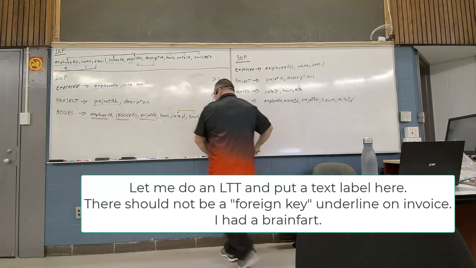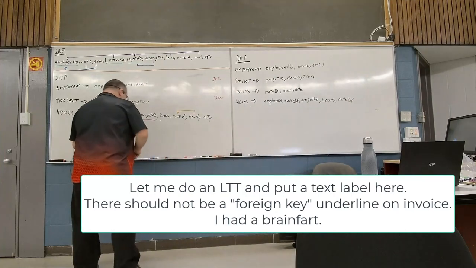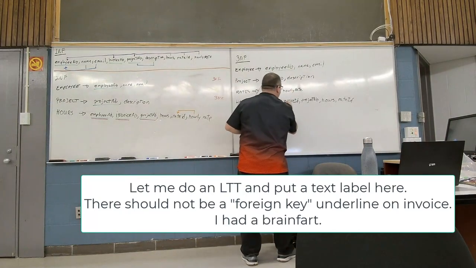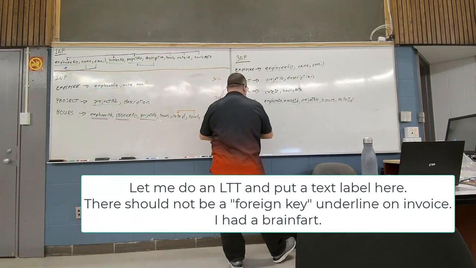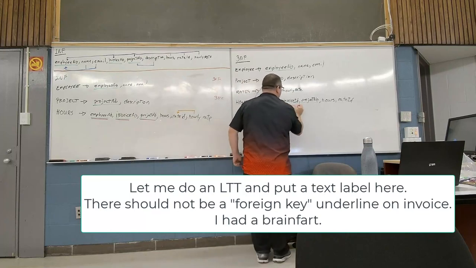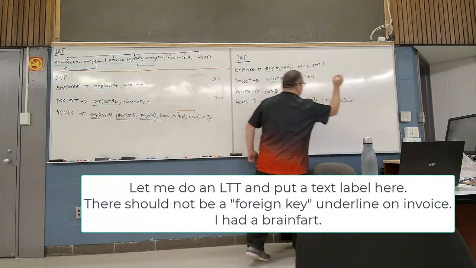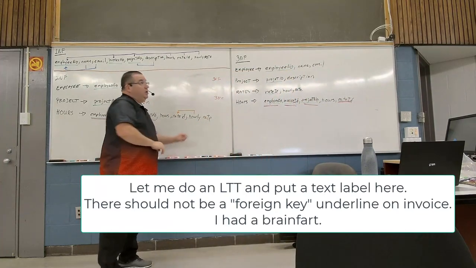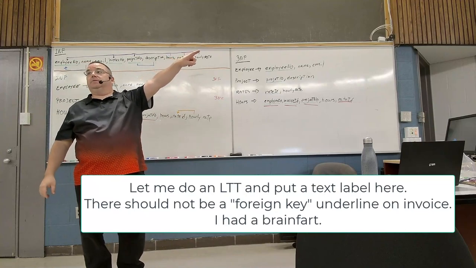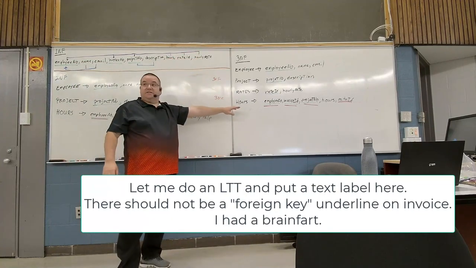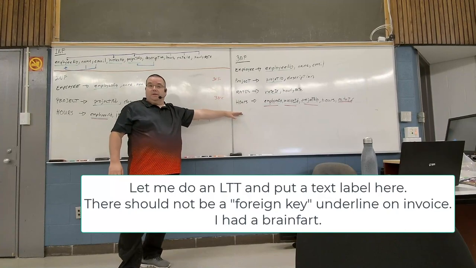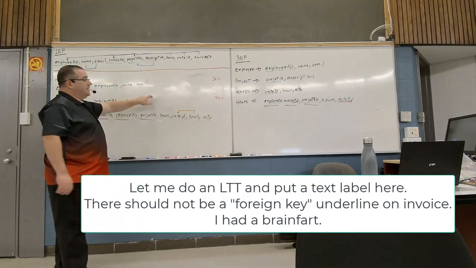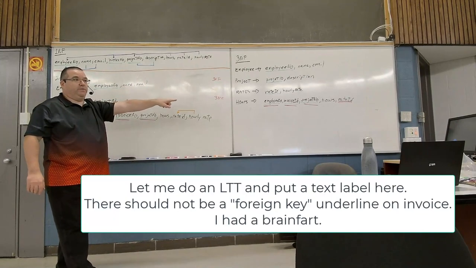Like that. And now we are going to put in our primary keys. And we're going to identify our foreign keys like such. And we've gone from that to this. So we went from unnormalized to first normal form, second normal form, third normal form.